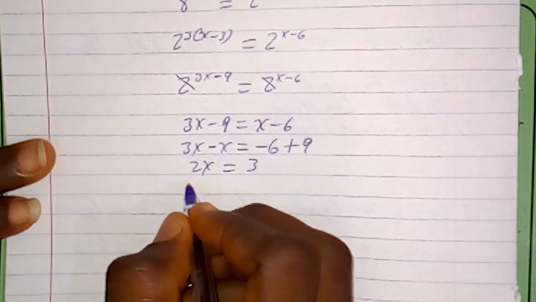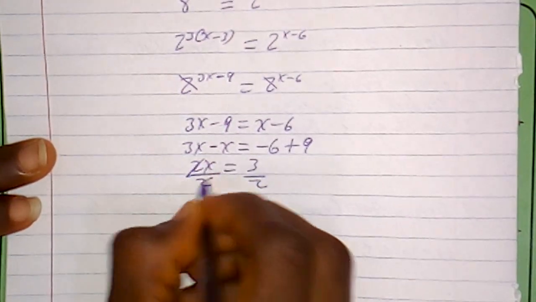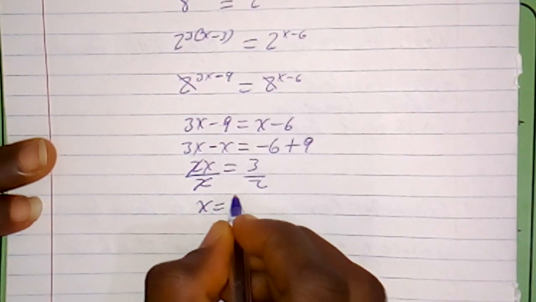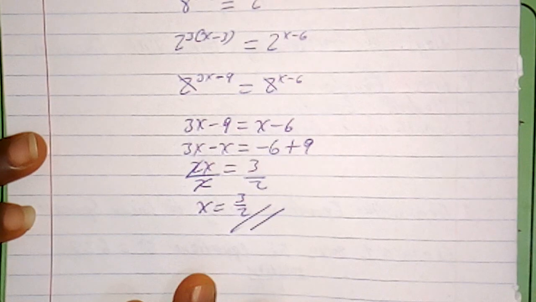What is x? Divide both sides by 2. Divide here by 2. Divide here by 2. This cancels this. What is remaining? x equals to what? 3 upon 2. That's your answer. You see?